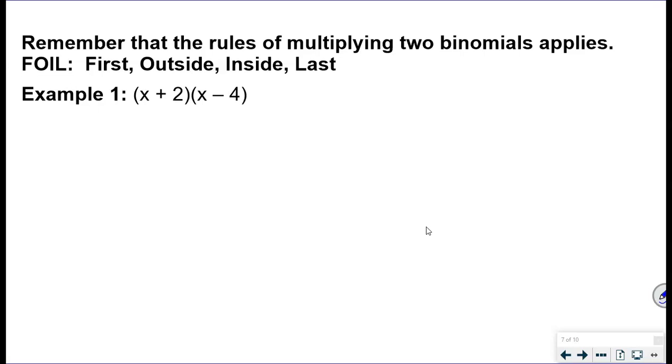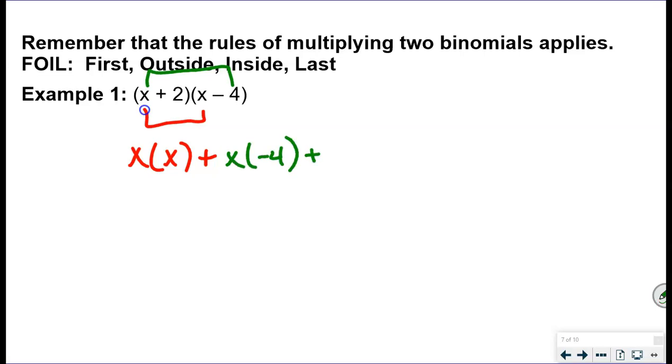So basically, if you're using FOIL, that means first, outside, inside, last, okay? So if we're going to do that, we're going to multiply our first terms, x times x. We're going to add to it the outside, which is here. So that's going to be x times -4 plus, and then we're going to do our inside, which is 2 times x, and then we're going to do last to last, okay? So that's it, plus 2 times -4.